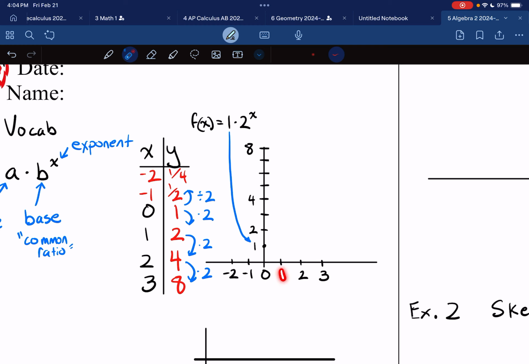Okay, what about 1 comma 2? So if I go to 1 and then I go up here to 2, there's my next height. And then I'm going to go 2 comma 4. So I'm going to come up here to 2 and then come all the way up here to 4. And I've got my spot, and then I'm going to go to 3, 8. So 3, 8 is going to be right here because it went to 3 and then comes all the way up here to the height of 8.